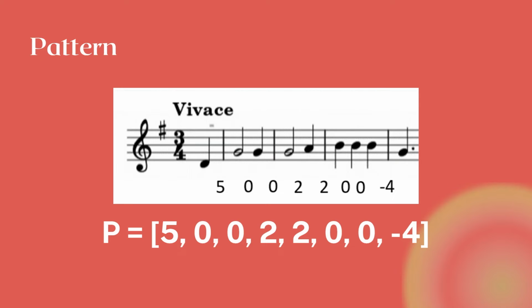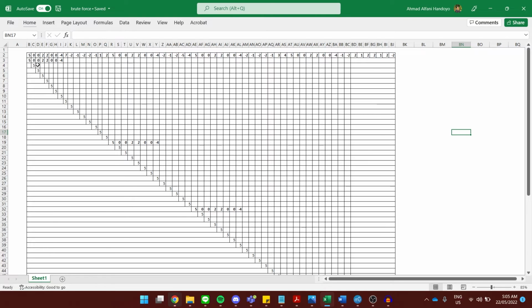Here the pattern is the theme of the fugue, which is again the interval of the semitones of the notes. Here is a table showing the brute force algorithm at work. The first row represents the text, and the subsequent rows represent the pattern being matched against the text. Here we see that in the beginning, the pattern is found in the text. This represents the theme.